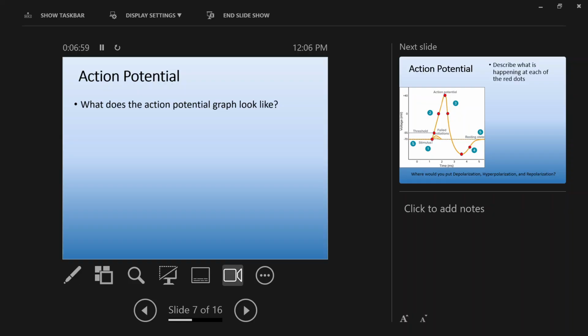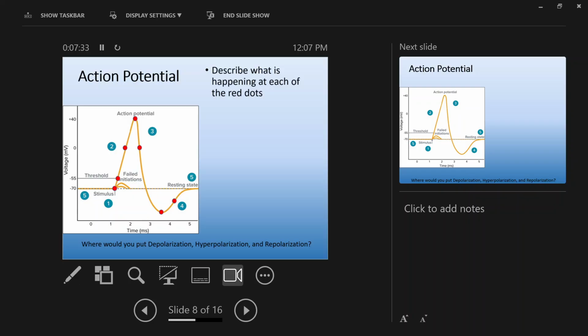What is the normal pathway from here? Do I plateau or do I go straight down? Straight down. When would I plateau? Cardiac muscle. We just talked about that one. So that's the difference there. All right, what happens at this point? We hypercorrect. We go past the resting point, and then we're going to reset back to our normal pace. So very basic understanding of that graph.